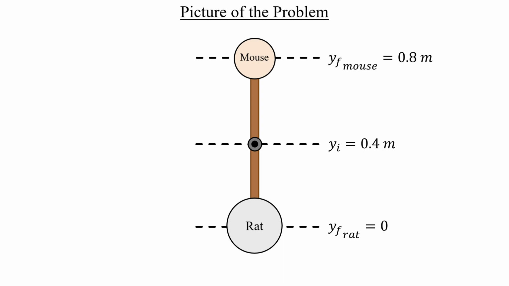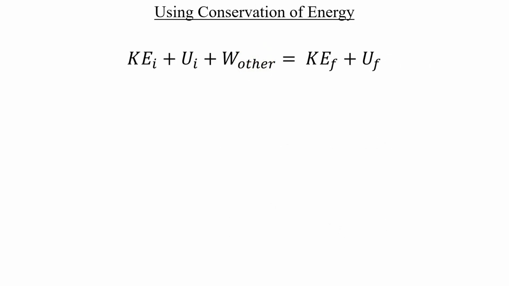Now we can move on to the conservation of energy. The rat and the mouse were motionless at the beginning, so the initial kinetic energy has to be equal to 0. There's no work being done by friction or anything else that we need to worry about, so that term reduces to 0 as well.